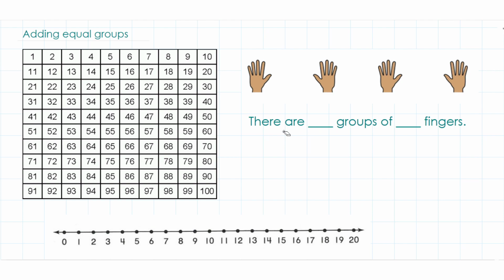So, can you complete the sentence? There are groups of fingers. So there are 1, 2, 3, 4 groups of, well, how many fingers are in each group? That's right, it's 5 fingers on one hand. So 5 fingers in each group. So let's put it all together. There are 4 groups of 5 fingers. So the next question is, well, how many fingers are there all together?